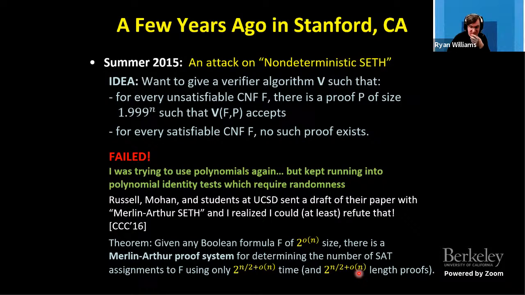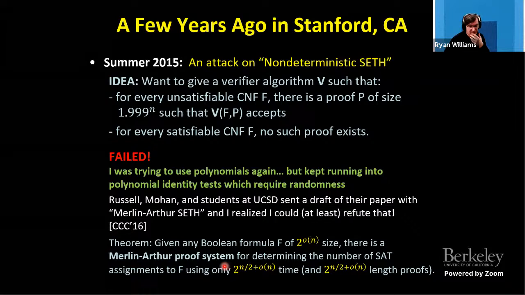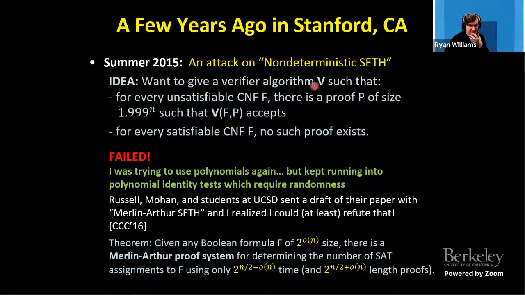So this is Merlin Arthur. What it means is that I want to know the number of satisfying assignments. Merlin will send me a proof of this length. I am a randomized verifier, a randomized algorithm. That's what this Arthur thing is about. So it's a randomized version of non-deterministic SETH where the verifier algorithm is randomized.